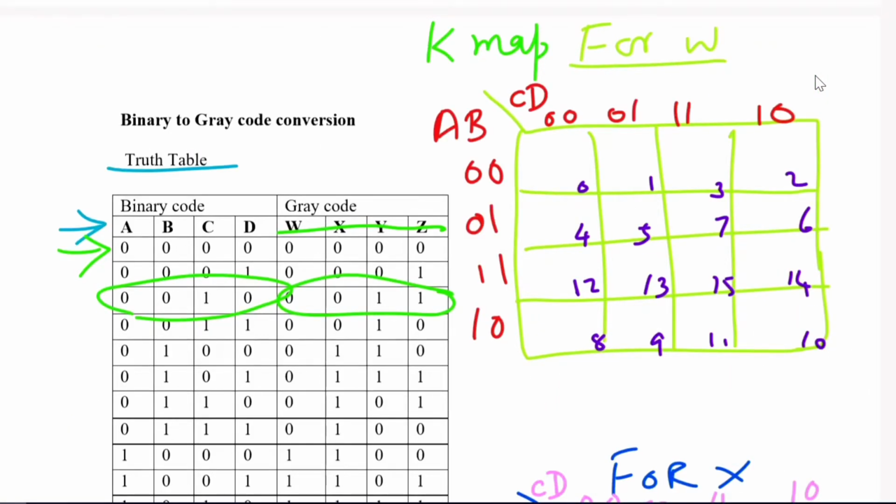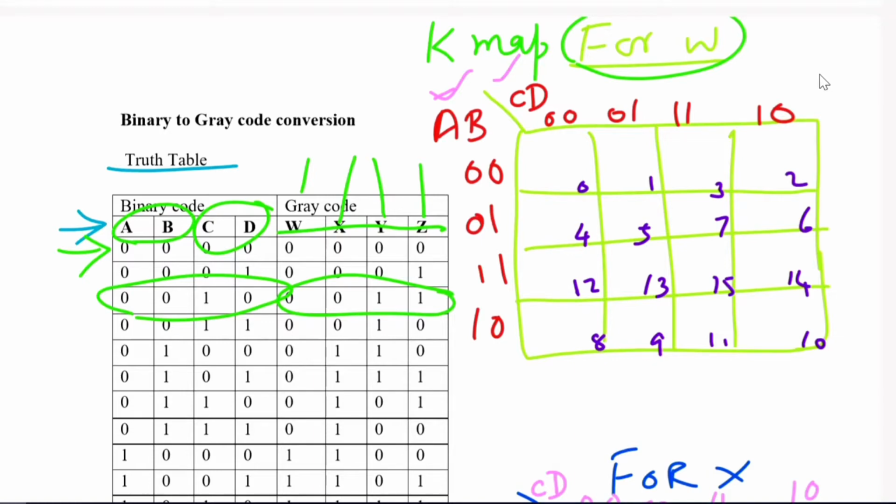After the truth table, we need to construct a K-map. Hopefully in theory you are a bit familiar with the K-map. Here we have 4 outputs W, X, Y, Z. So for each and every output we need to draw a separate K-map. First we'll see W. What are the inputs? A, B, C, D. So here we have given A, B, C, D.